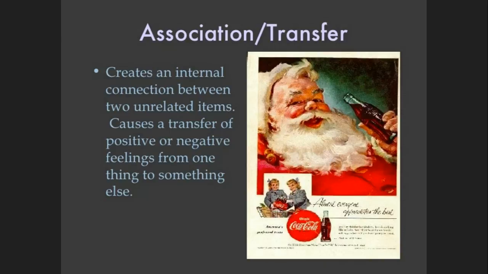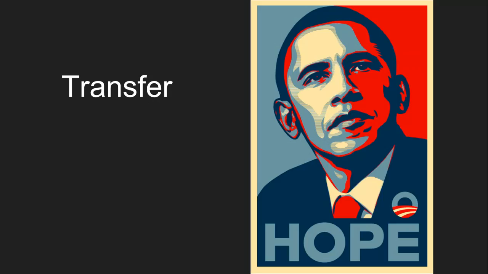The last one and the trickiest one is called transfer. Sometimes it's called association. And it's where a candidate or a company tries to make a connection between two things that don't really have any real connection. So Coca-Cola does this really effectively with their holiday campaigns around Santa. They also have their ads with the polar bears, and obviously polar bears and Coca-Cola have nothing to do with each other, but they've made this connection in our minds with their advertising.